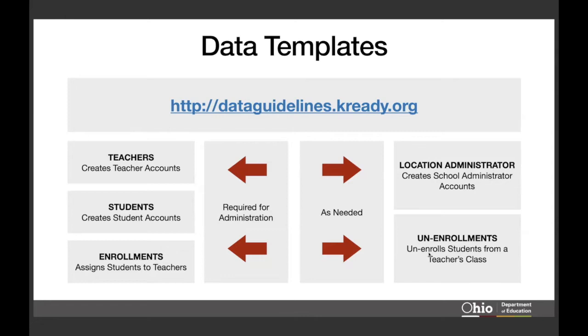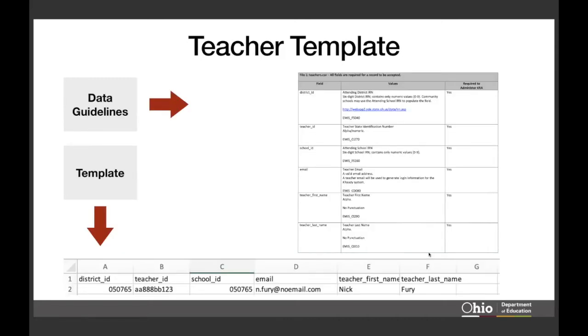In order to do this, specifically with the bulk loader, there are templates that we use, and those templates can be found at the dataguidelines.kready.org location. As a data manager, the templates required to load information are for teachers, students, and enrollments. The location administrator templates are used as needed. For unenrollments, you would do that on a case-by-case basis. The teacher, student, and enrollment templates are all required for administration. The teacher template has the district ID, the teacher ID, the school ID, the teacher's email, the teacher's first and last name, and it's fairly straightforward.